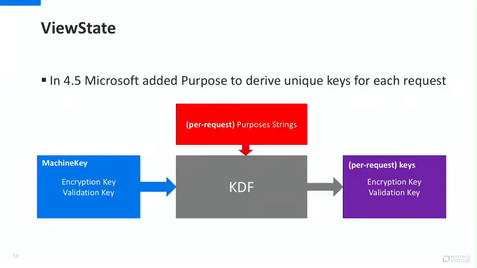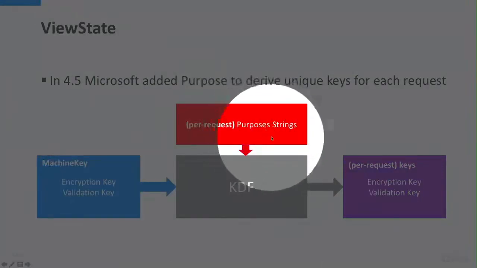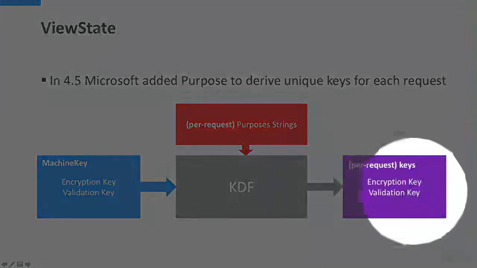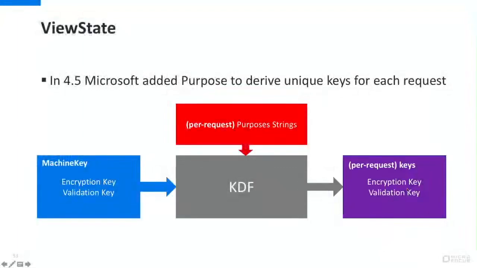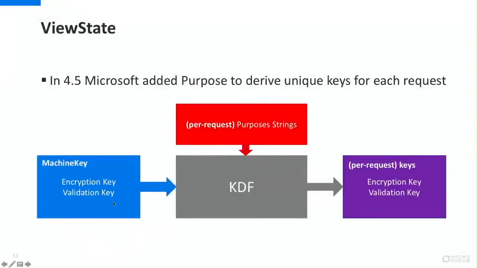So what they did is generate some per-request unique strings that they call purposes. And they run these through a KDF, a key derivation function, in order to generate keys that are unique for each request. Now, if the attacker is able to leak these encryption and validation keys, those keys won't be able to tamper with and modify the view state, because the ones that will be used are these ones over here, right?